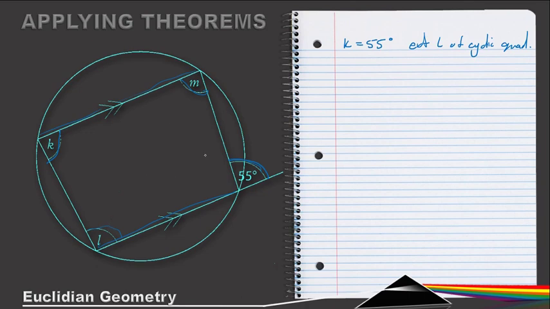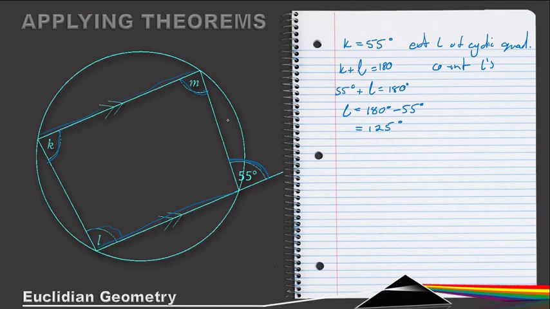Then we need to find L, so we know that K plus L is equal to 180, and that's co-interior angles. So solving for L, we just substitute in K's value, which is 55 degrees, plus L is equal to 180 degrees, and then L is equal to 180 degrees minus 55 degrees. So this then gives me 125 degrees.